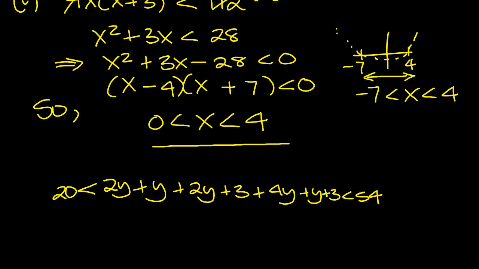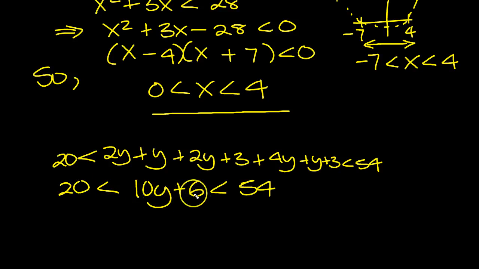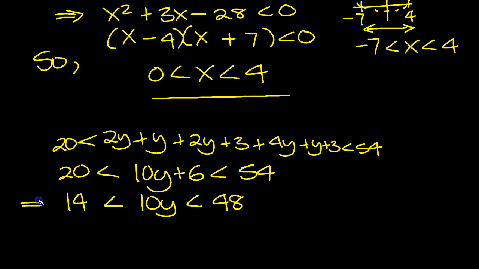Okay, so that's what we've got then. So we've got 20 is less than 2, 3, 4, 5, 6, 7, 8, 9, 10y. And 3 and a 3 is 6, plus 6 then is less than 54. Take away 6 all the way through then. 14 is less than 10y is less than, take 6 is 48. Divide by 10 then, all the way through.